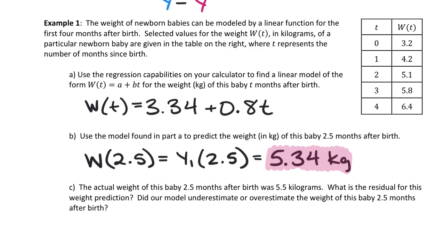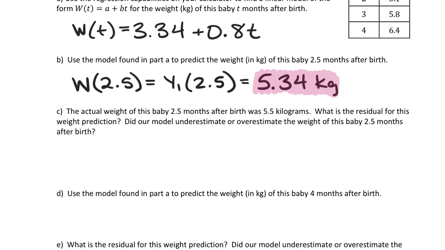Okay. Part C goes on to say, the actual weight of this baby 2.5 months after birth was 5.5 kilograms. Notice, that is the actual weight, not the predicted weight. The question says, what is the residual for this weight prediction? Did our model underestimate or overestimate the weight of this baby 2.5 months after birth? So here's what we're going to do to find the residual. We know that a residual is found by doing the actual value minus the predicted value we got for the same input.